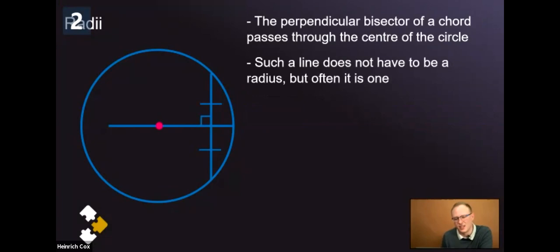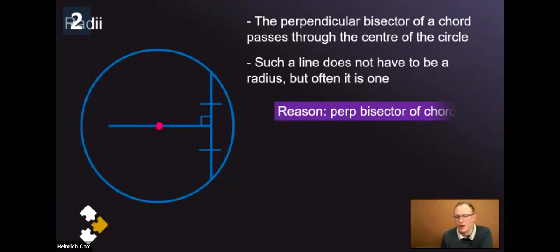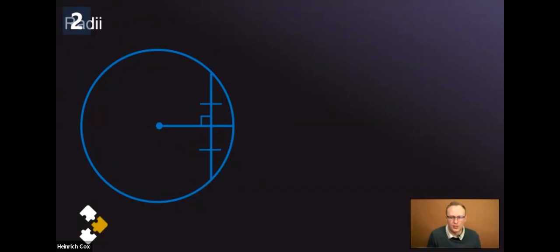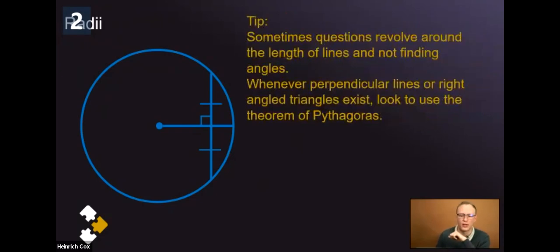And again, it doesn't have to be a radius. Often it is, it could also even be a diameter. And that's the perpendicular bisector of chord, right? So it might feel like I've run through this a little bit quickly, but I'll show you just now how we're going to bring all three of those theorems together in a lovely way.